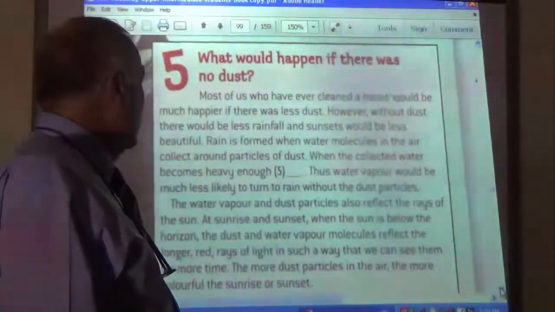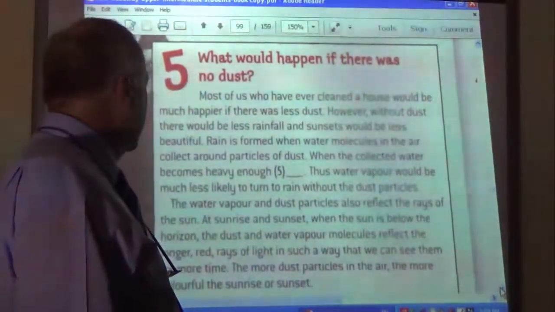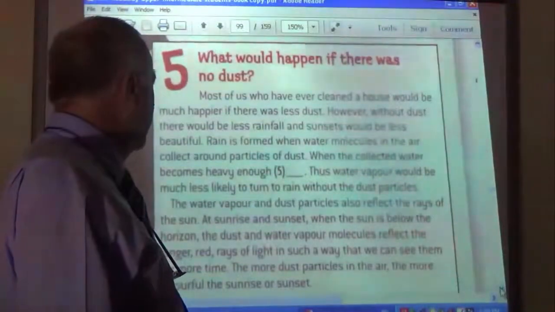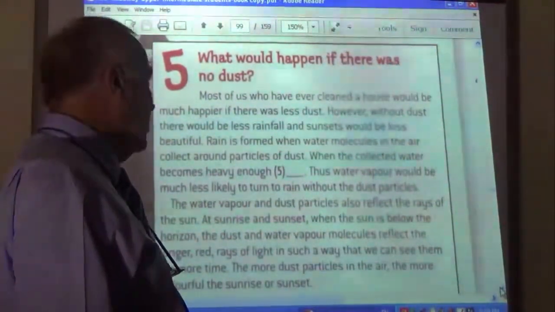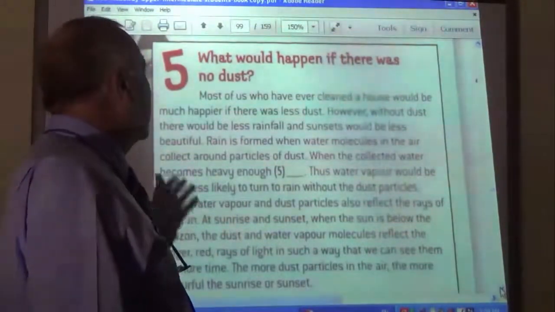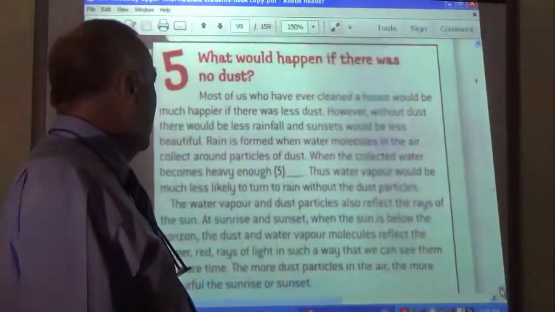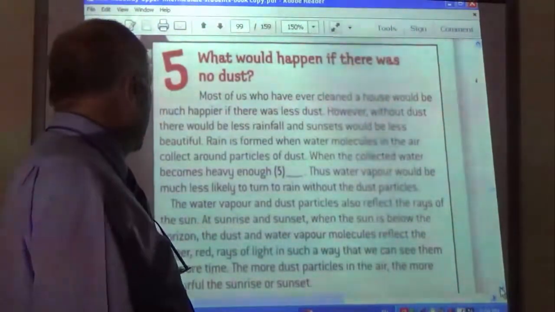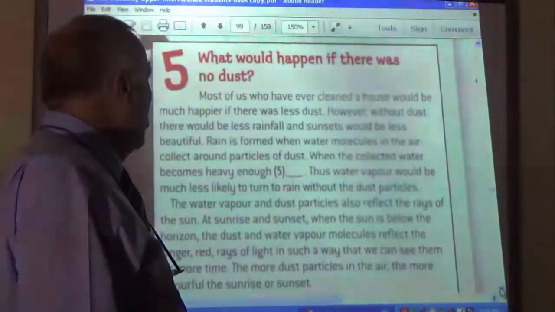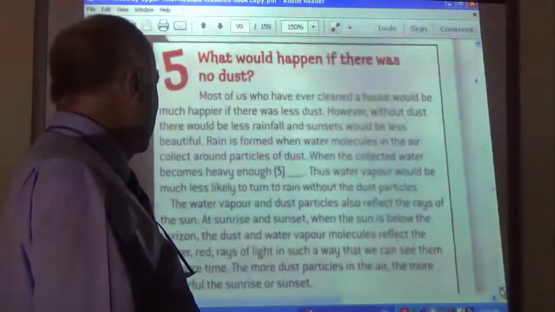Rain is formed when water molecules in the air collect around particles of dust. When the collected water becomes heavy enough, number 5, we'll come back to that, the water falls to earth. Thus, water vapor would be much less likely to turn to rain without the dust particles.